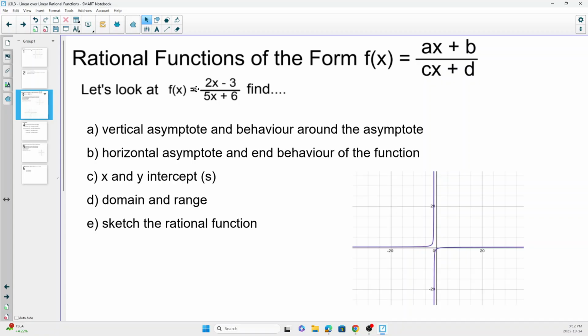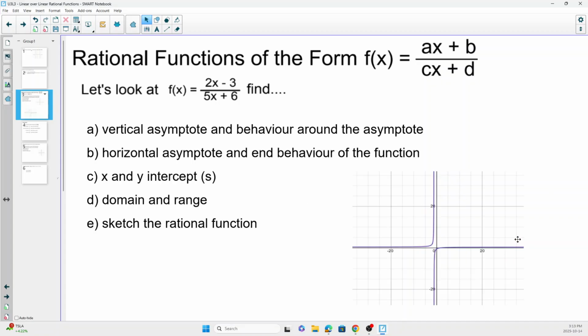So to start, we're going to look at this rational function, 2x minus 3 over 5x plus 6. So this is the quotient of two linear functions. First linear function 2x minus 3, second linear function 5x plus 6. And I'm going to show you the graph right off the hop, and then we are going to talk about the vertical asymptotes and the behavior around those asymptotes, horizontal asymptotes and the end behavior of the function, x and y intercepts, domain and range, and then a sketch.